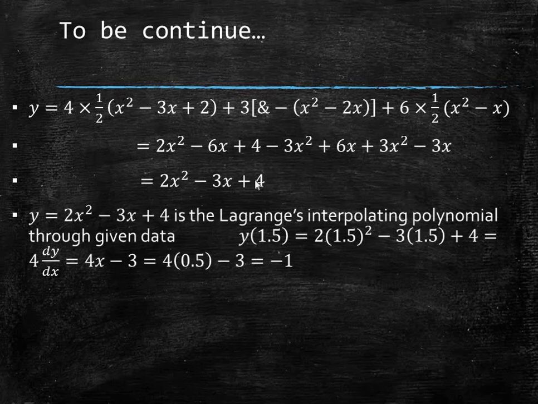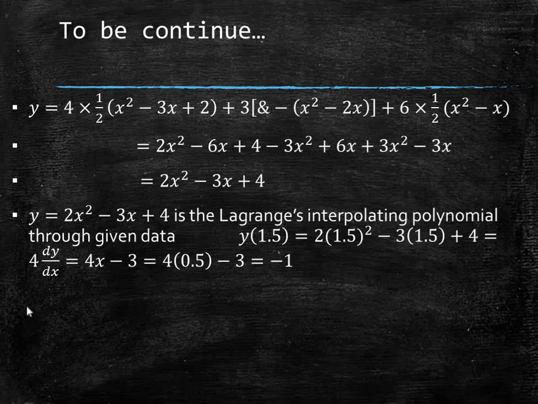So we just have to find the Lagrange's interpolating polynomial at 1.5. So we just have to replace x by 1.5. If we put that 1.5 here, 2 into 1.5 square minus 3 times 1.5 plus 4 is equal to 4. Okay. So after calculating, we get the value 4 here. So that 4 is the answer of that term.